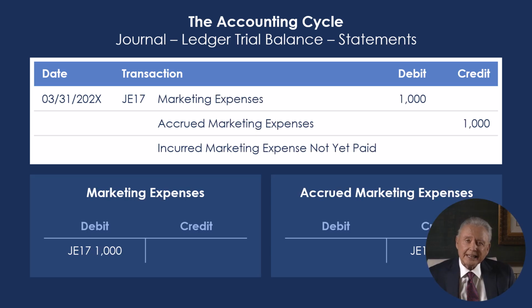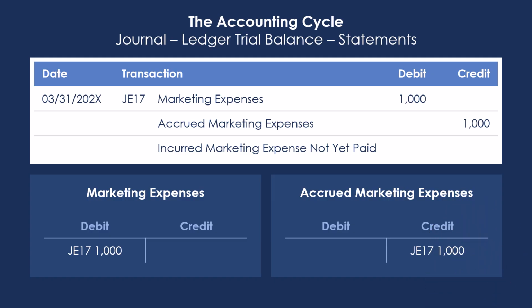Journal entry 17 is another adjusting entry. No cash is involved, so a cash basis set of books would not record this entry. Here we are debiting marketing expense for 1,000 because we incurred the expense, and because we have not yet paid it, we credit accrued marketing expense, a liability. In the subsequent period, we pay off accrued marketing expense with a debit to that account and a credit to cash. Liability down, cash down. No recognition of the expense in the subsequent period.